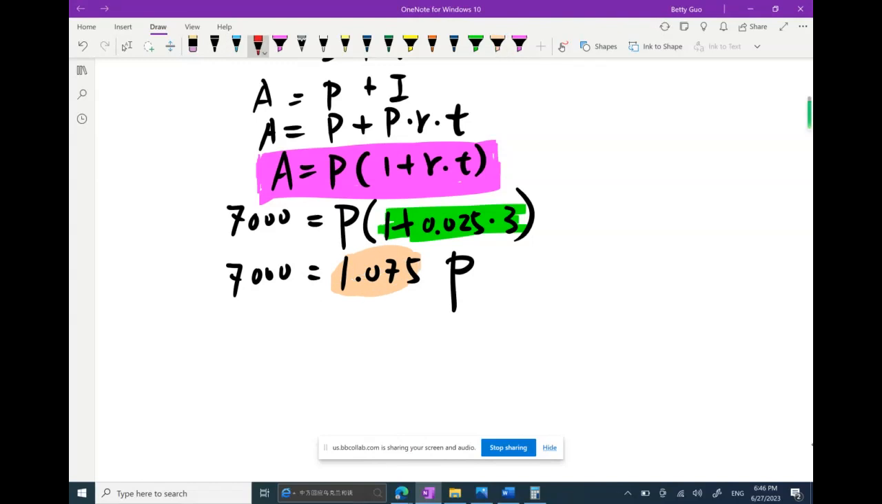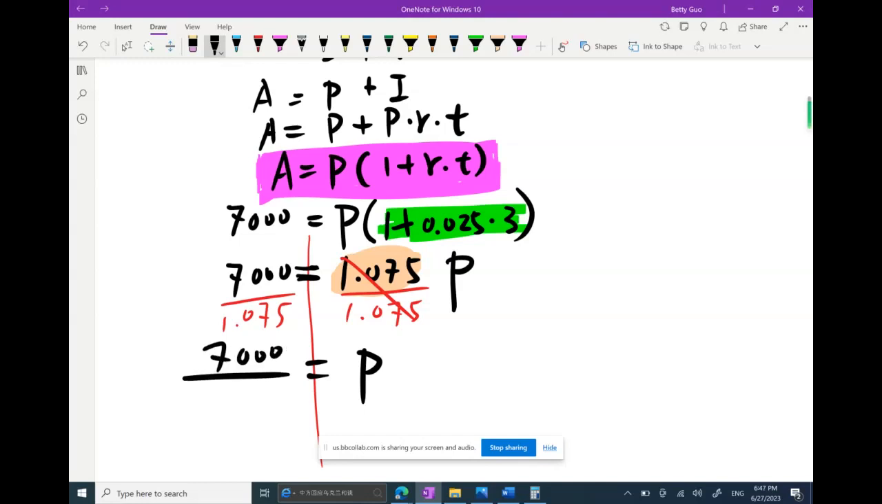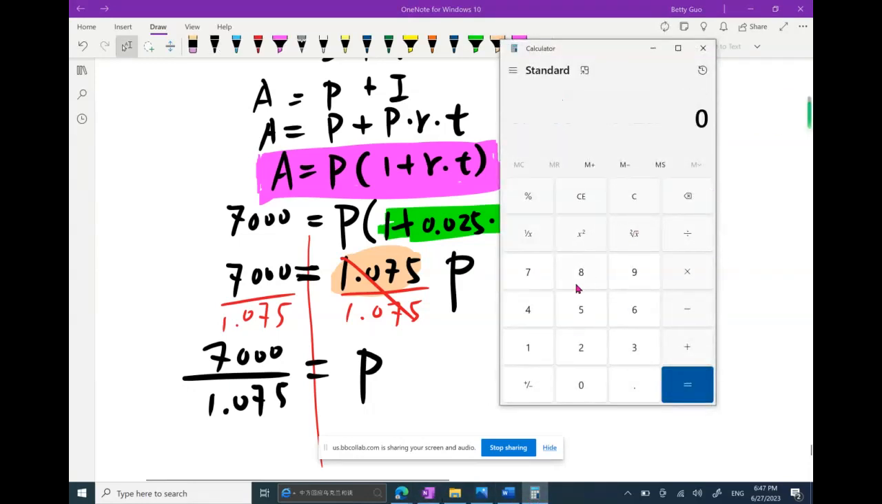And then we divide each side. I always draw a vertical line to separate the left side and the right side of the equation when I solve an equation. We divide each side by the coefficient, 1.075, and we would have P isolated on the right-hand side. The left-hand side is 7,000 divided by 1.075. We're going to use a calculator to find the principal. 7,000 divided by 1.075.